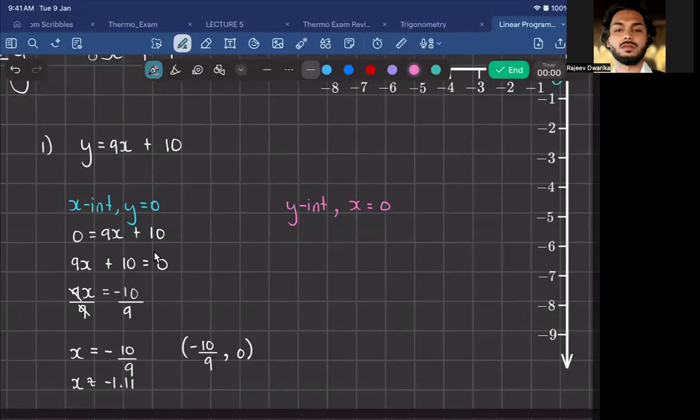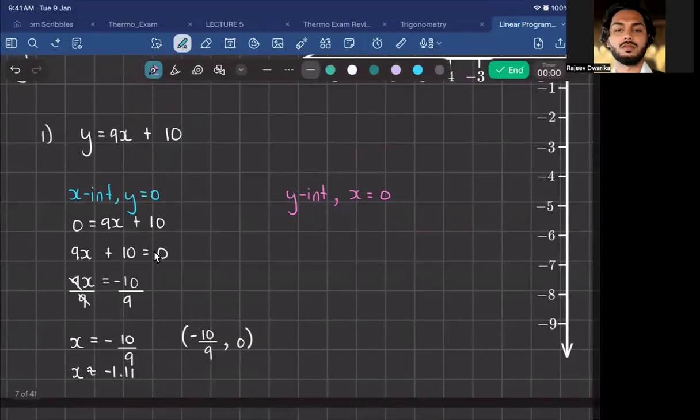All right. So x is equal to 0. Anywhere you see x, you just put 0. So you'll say y is equal to 9 by 0 plus 10. And 9 by 0 is 0. So we just get y is equal to 10.